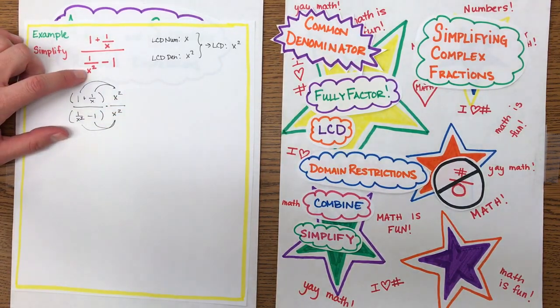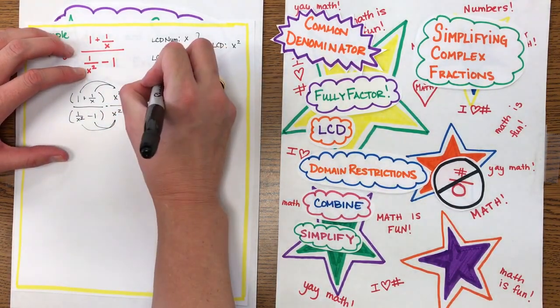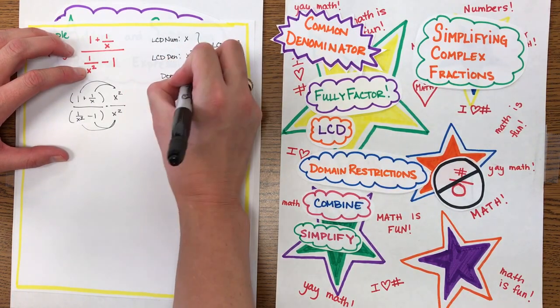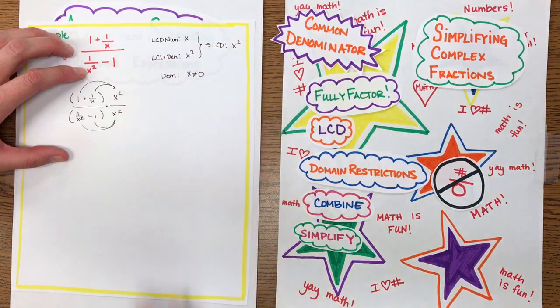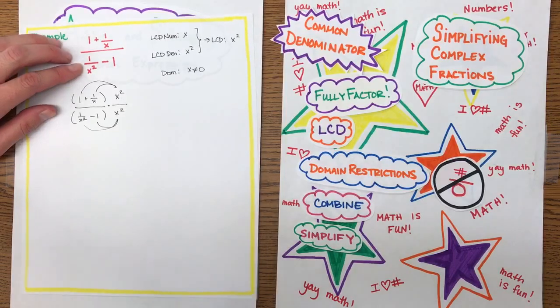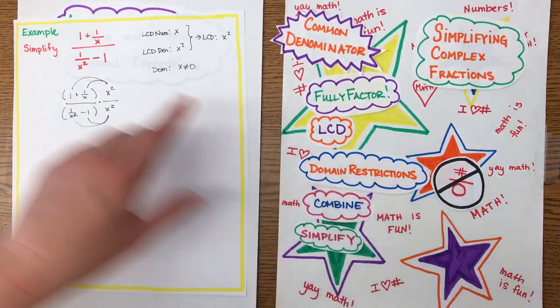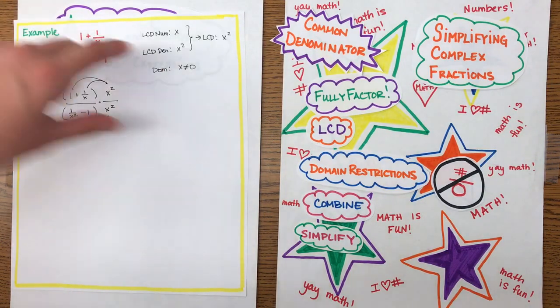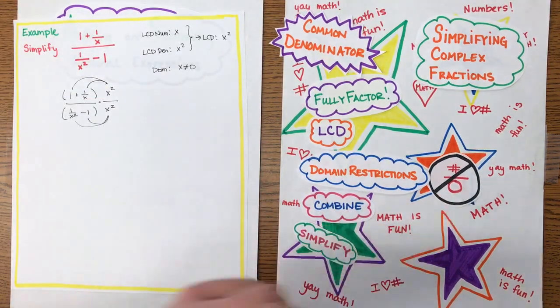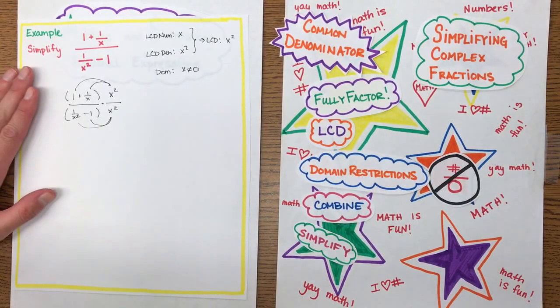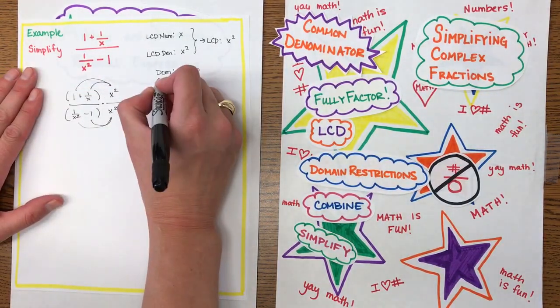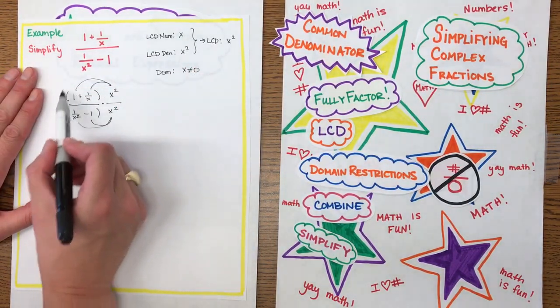x squared is in the denominator. So I'm going to have a domain restriction that x cannot be equal to 0, because if x is equal to 0, I violate my division by 0 rule both here and here. So we have a domain restriction that x can't be 0. All right, so now that I have identified a domain restriction, I'm going to keep going.